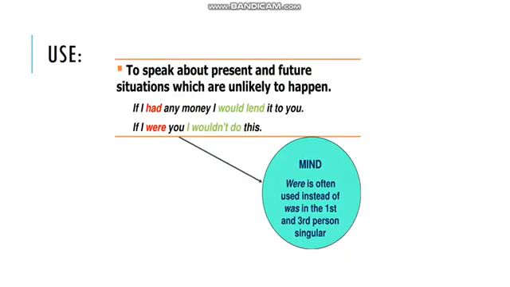Next, use. We use the second conditional to speak about present and future situations which are unlikely to happen. If I had any money, I would lend it to you. If I were you, I would not do this. Remember, guys, were is often used instead of was in the first and third person singular forms.